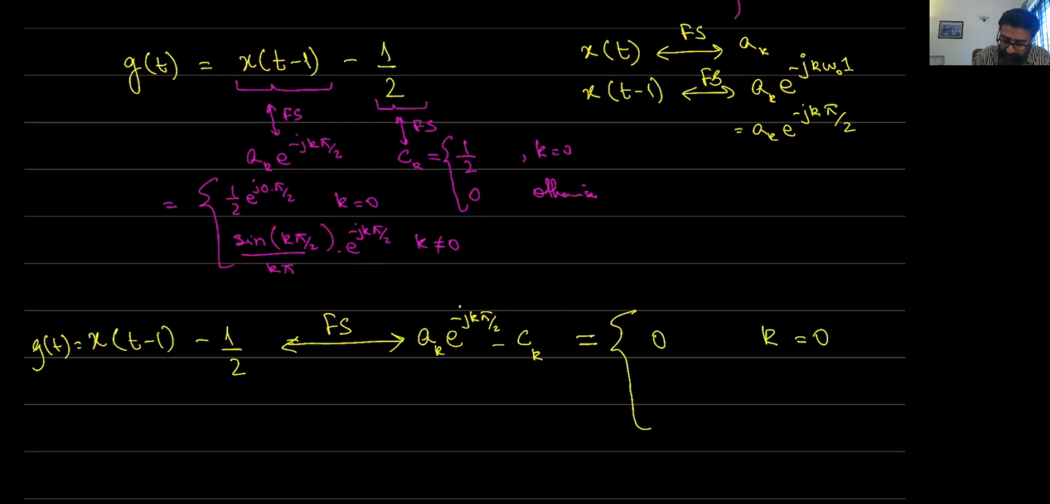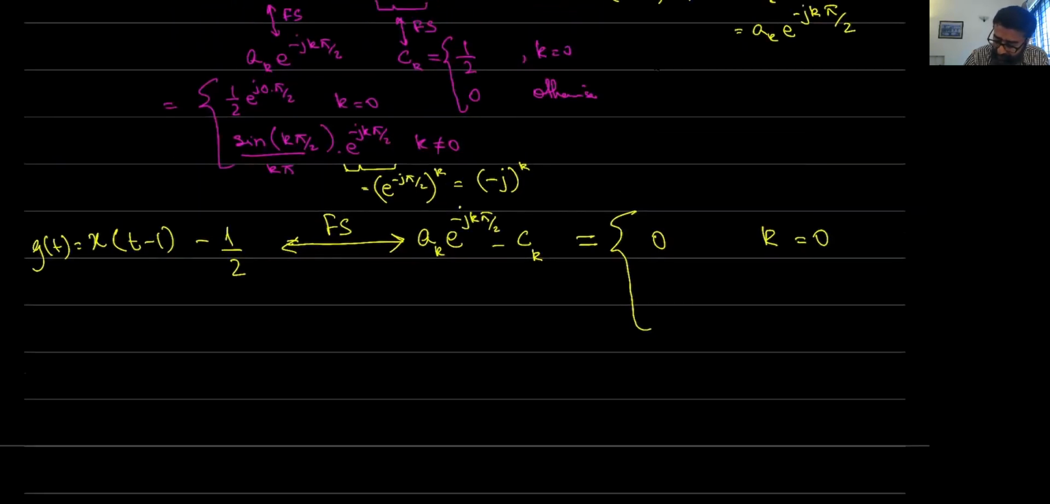One of the other things you immediately observe is that this is actually equal to e raised to the power minus j pi by 2, raised to the power k, which is simply minus j raised to the power k. So the final result that we have is that this is minus j raised to the power k times sine(k pi by 2) divided by k pi when k is not equal to 0. So this is the final result.